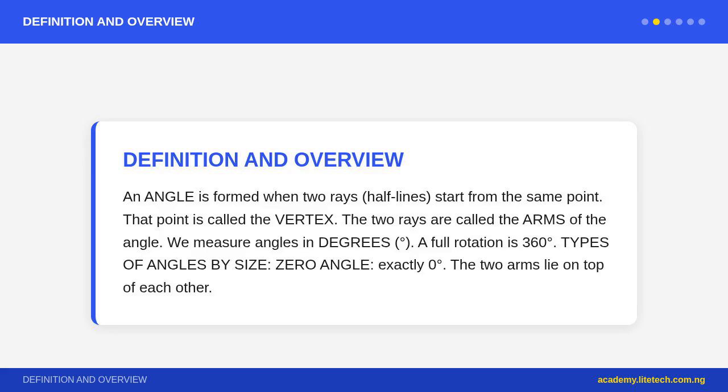Using a protractor. Place the center of the protractor at the vertex of the angle. Align the baseline at 0 degrees with one arm. Read the scale where the other arm crosses. Use the inner or outer scale depending on which arm you aligned.